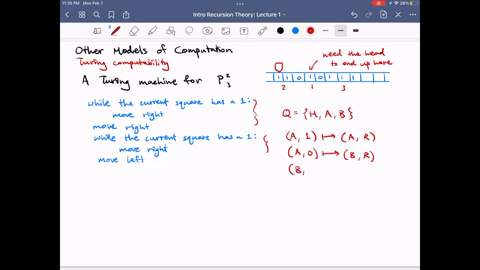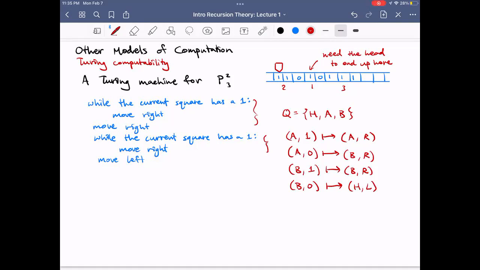Now, if we're in the B state and we see a 1, then we should just move to the right, because we want to move to the end of that block of ones. But if we're in the B state and we see a 0, that means we've hit the 0 after the second block of ones. We should move back over to the left and enter the halting state, because we found the end of the second block.